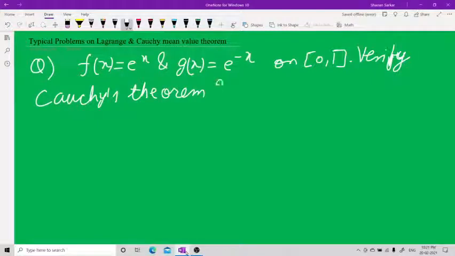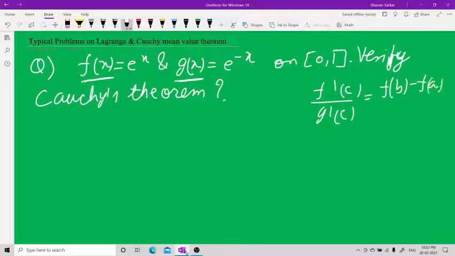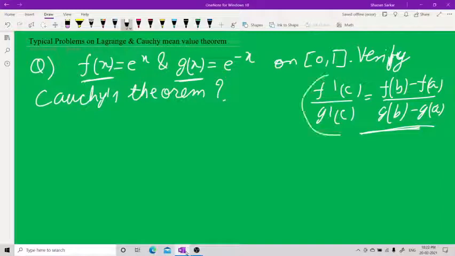Remember one thing. Whenever there are two functions, use Cauchy. Very simple. So what was Cauchy's formula? f'(c) upon g'(c) is equal to f(b) minus f(a) upon g(b) minus g(a). I hope you remember. This was the Cauchy formula.